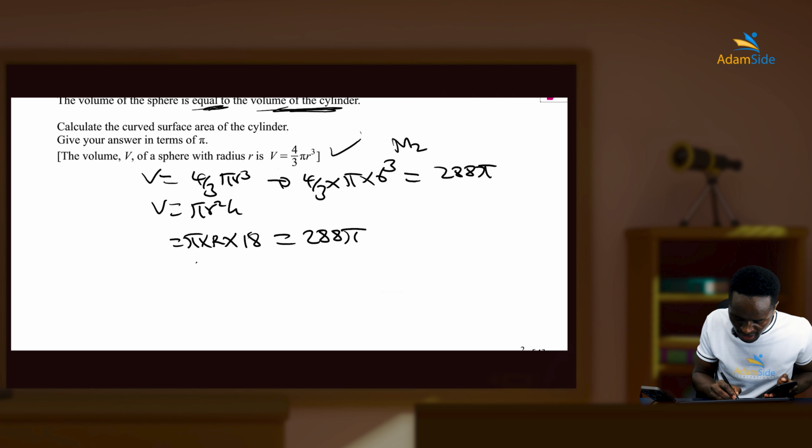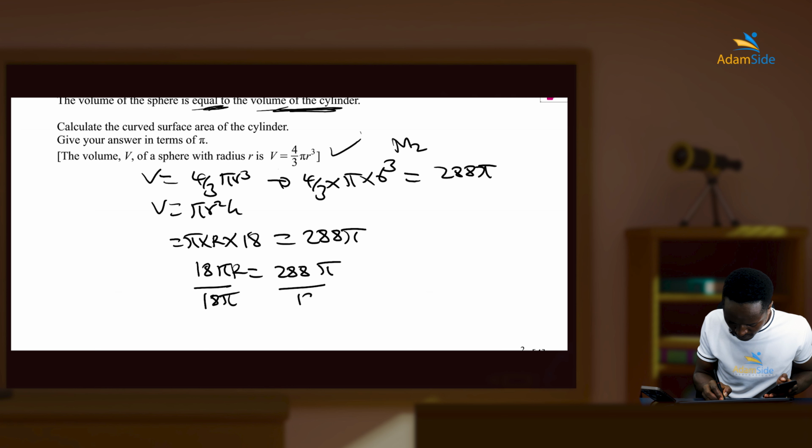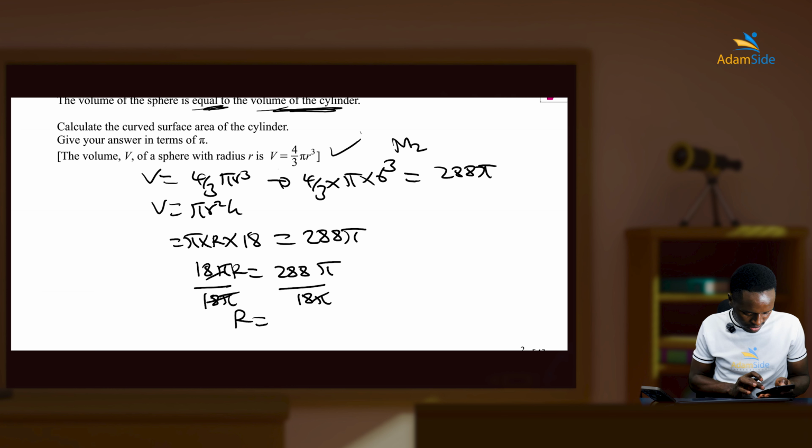We multiply, we will have 18 pi r is equal to 288 pi. We need to get the radius. We divide by 18 pi, divide by 18 pi. Radius is equal to 288 pi divided by 18 pi. What do you get? You get 16. So our radius is 16.